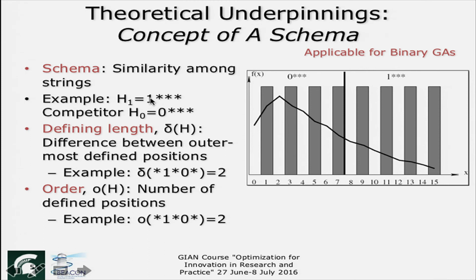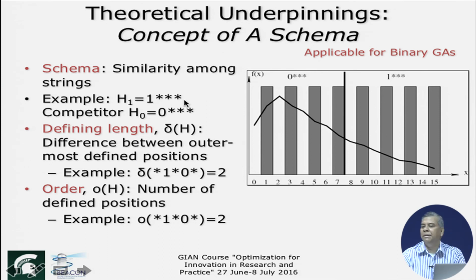There can be a schema with star star star 1 as well. So what are the decoded values that it represents? Star star star 1: all the odd numbers, right? Like these shaded ones, 1, 3, 5, 7, like this. It's not a very interesting schema, but it is also a schema. It again represents 50% of the entire search space because of 1 fixed bit.